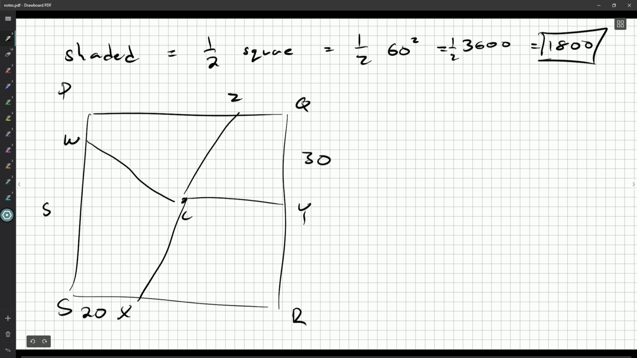Okay. So we got 30 there. We deduced a 20 here. We're told the 53 here, and then I don't know what this length is. It's what I need to find. I'm going to call it L for length.